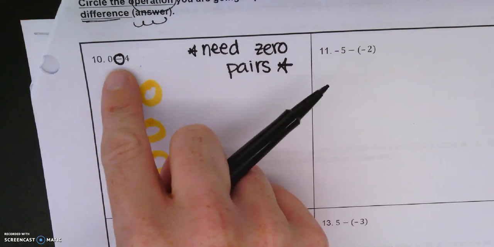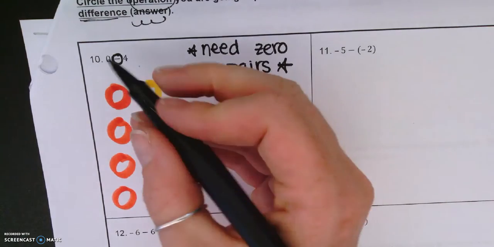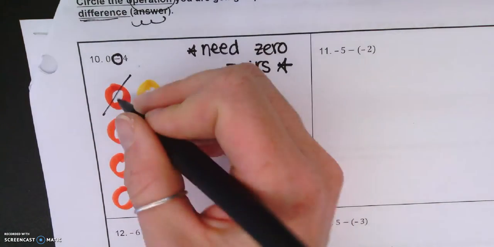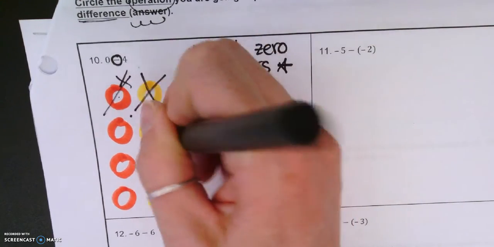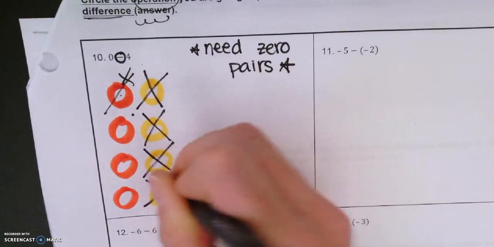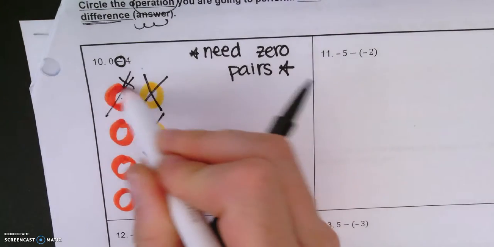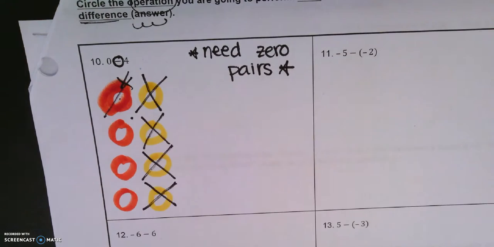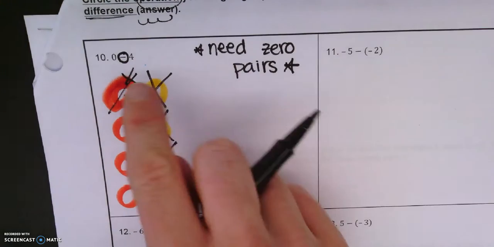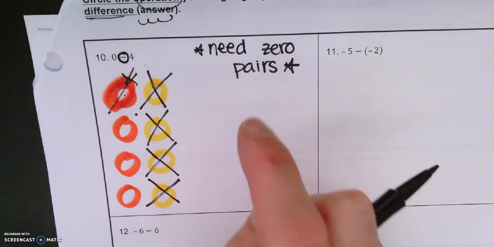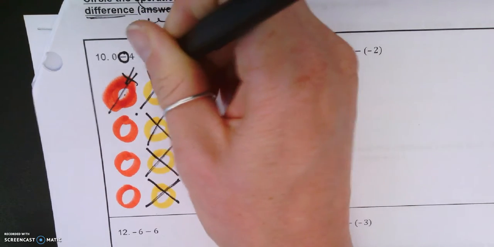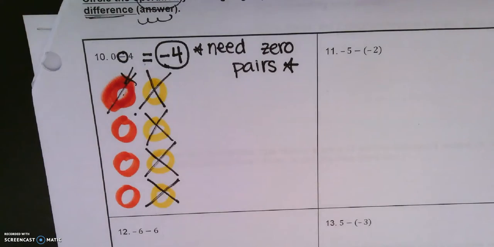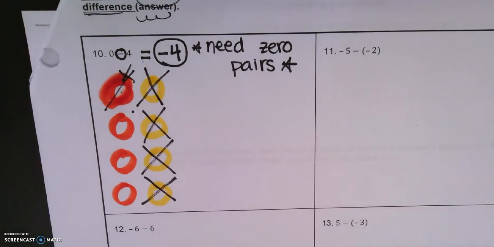Now I need to take away +4. Oops, those are the negatives. Don't do that. Take away the positives. Take away +4. I'm just going to draw that a little better. Pretend it's not crossed out. So when you take away 4 from 0, you end up with 4 negatives. This time we get to write the answer. Cool. Let's look at number 12.